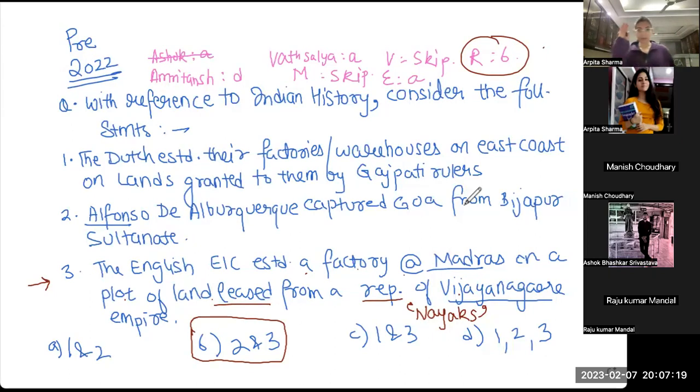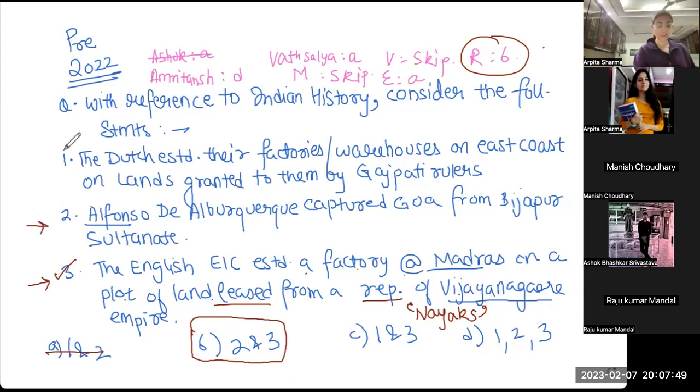They were living on their lands. They were protecting their lands. So statement 3 is correct. Okay? Vijayanagar empires, when they appointed Nayaks, these Nayaks, after the Vijayanagar empire went by, became independent rulers and they granted the factory at Madras to the English East India Company. So third statement is correct. If third is correct, option A will be eliminated. Okay? Now coming on to second statement.